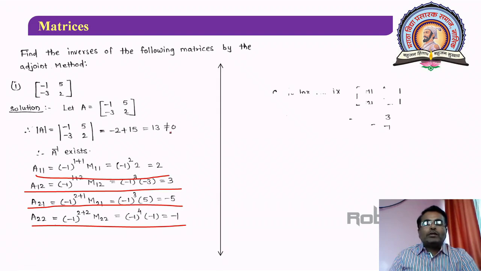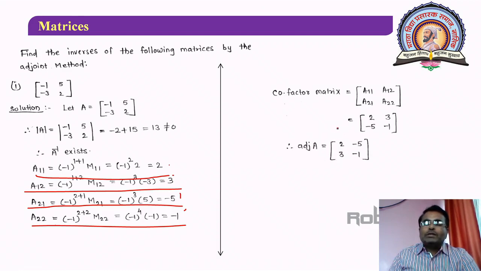Once you get these cofactors, you can consider the cofactor matrix. So 2, 3, minus 5 and minus 1. These are your cofactors. Then you have to consider its adjoint.